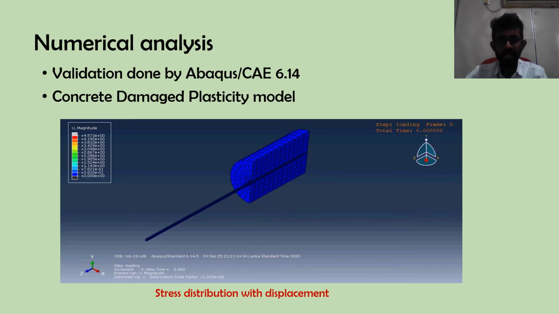Numerical analysis. Numerical analysis was done by Abaqus, and you can see the stress distribution with the displacement simulated from Abaqus. Let us move on to the results and discussion part.